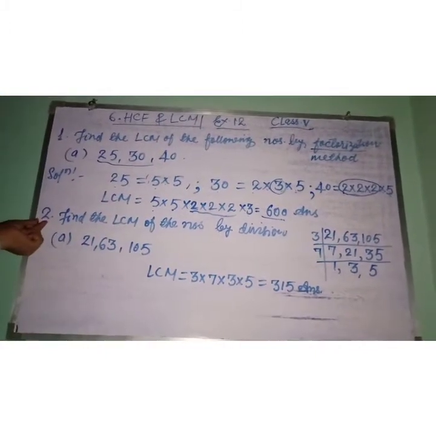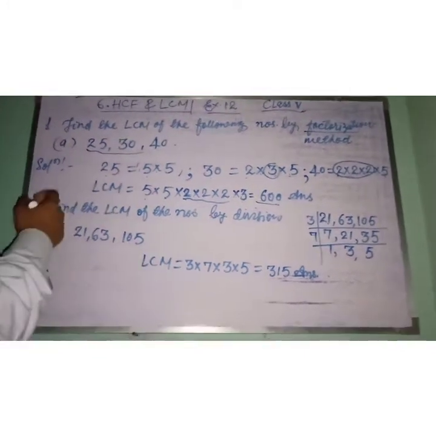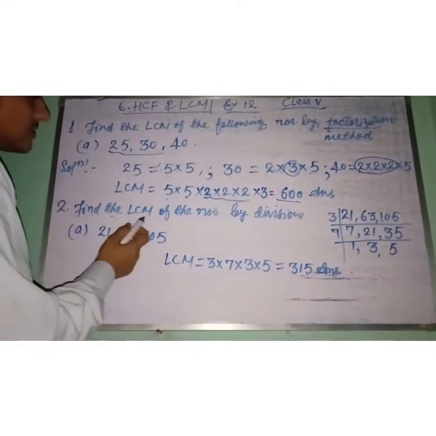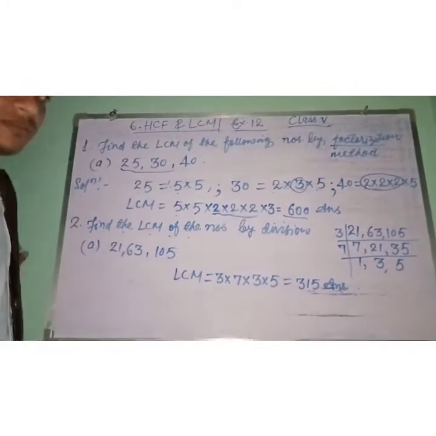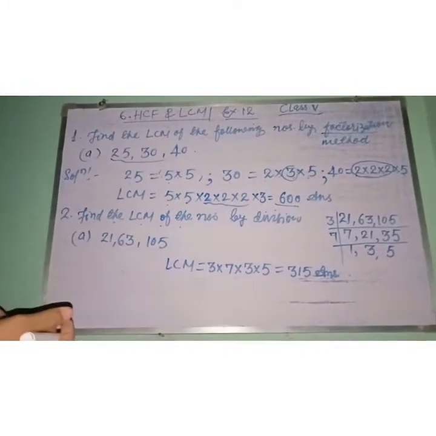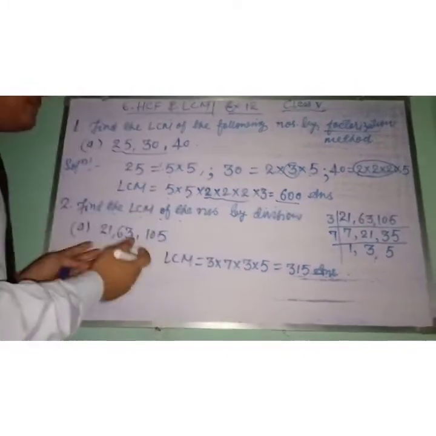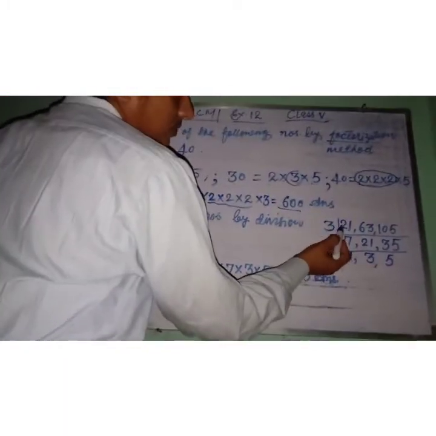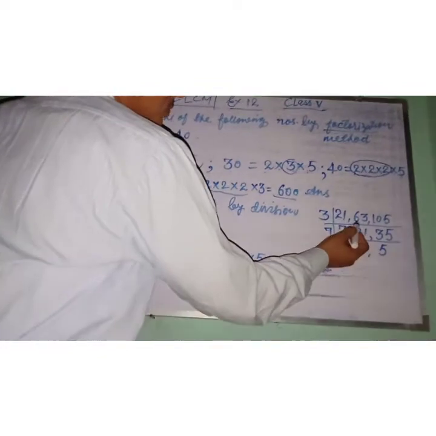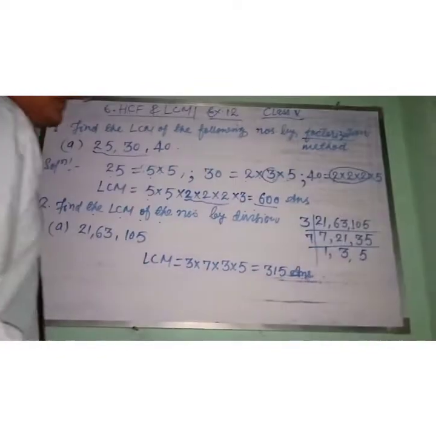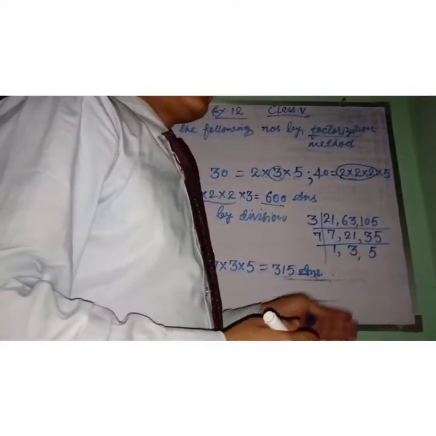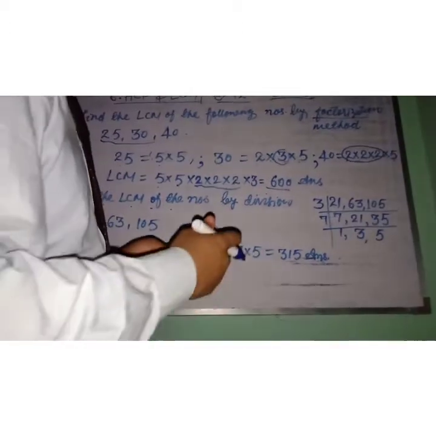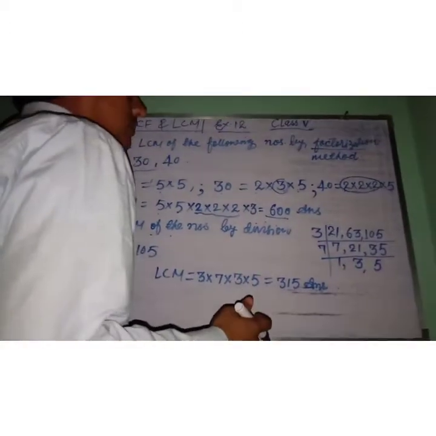Now see the next, second question. It says find the LCM of the numbers by division method. It's very simple, the division method. That means first of all we have to write the given numbers. In the first row I have already written 21, 63, 105. Now we have to divide all these numbers by prime numbers like 2, 3, 5, 7, 11.